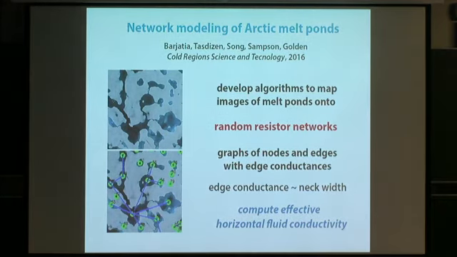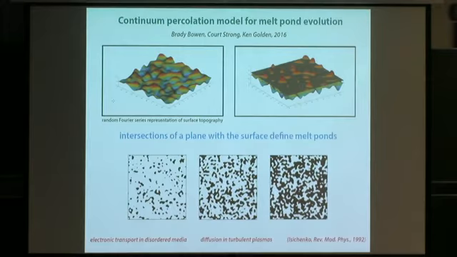Okay, so we've just had a paper published in Cold Regions Science and Technology where we develop image processing techniques and algorithms to map images of melt ponds onto random resistor networks, and then we can compute the effective conductivity of these, looking at basically horizontal flow, where the edge conductance corresponds to the neck width, and then we can compute a lot of the properties of these and the conductivity of these graphs and so on.